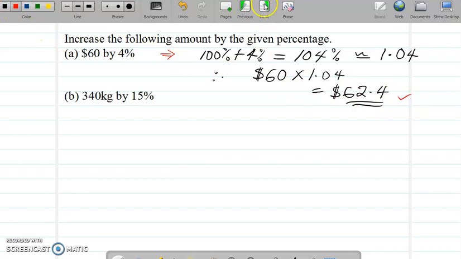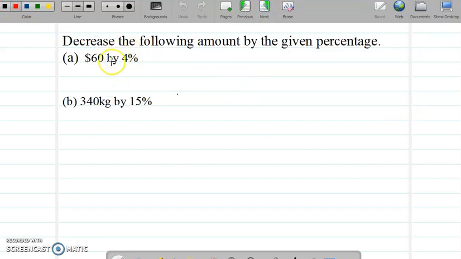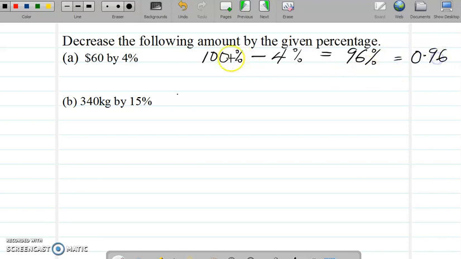But if we are asked to decrease the following, to decrease, I will say 100% minus 4%, because I am decreasing. So 100% minus 4% gives me 96%, which is equivalent to 0.96.